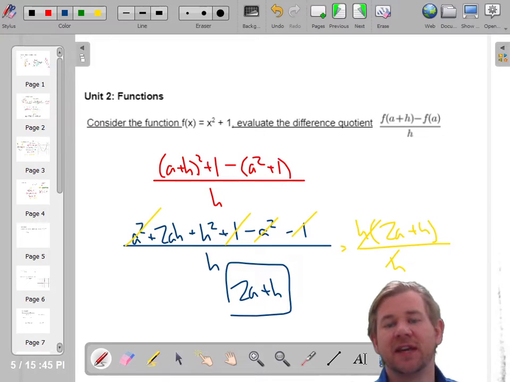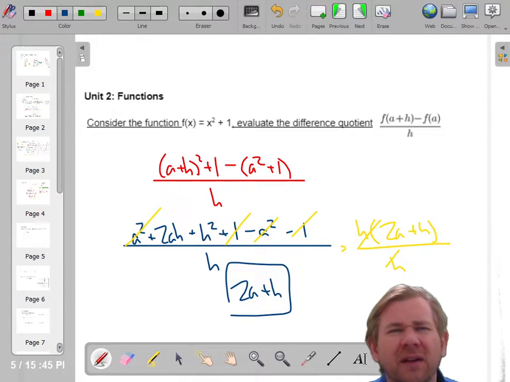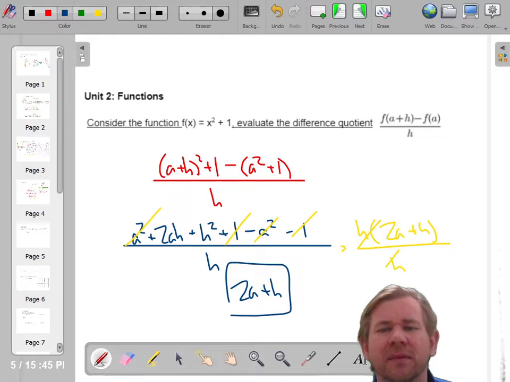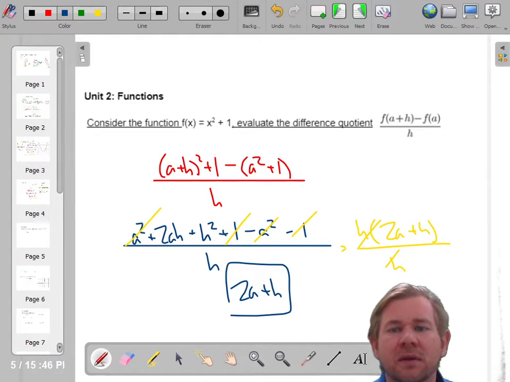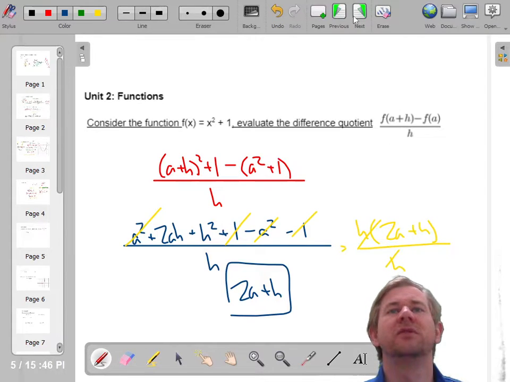Difference quotient is one of those things that once you remember how to do it, it's usually pretty easy, but it takes a little while. Wait a minute. I feel like I missed a plus. I missed something here. 2ah plus h squared. Yeah, good. Okay, let's do another one.